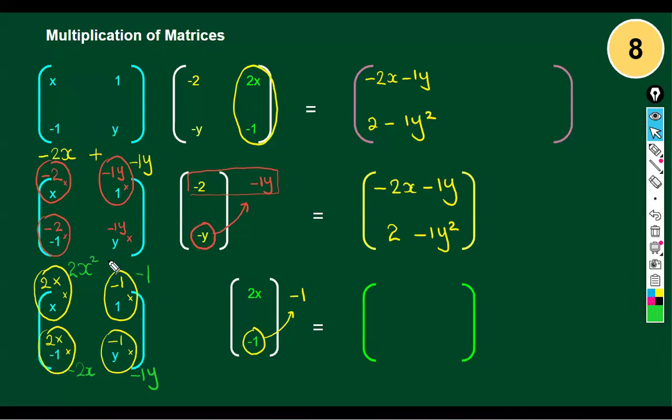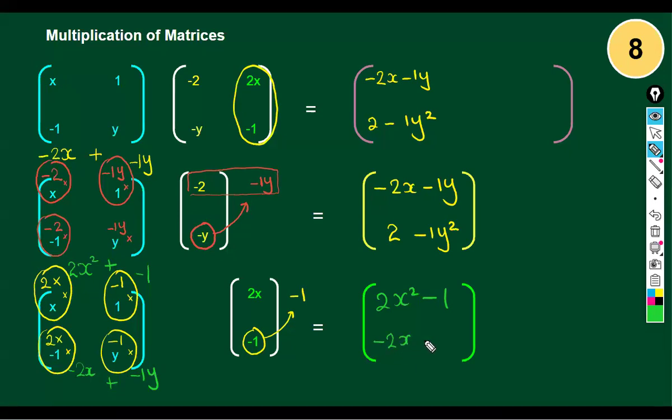To get the answer on top, we add the two final answers on top. Once again, a plus and a minus is a minus. 2x squared, you end up with 2x squared minus 1, which cannot be simplified. And then minus 2x plus minus 1y. Plus and a minus is a minus.